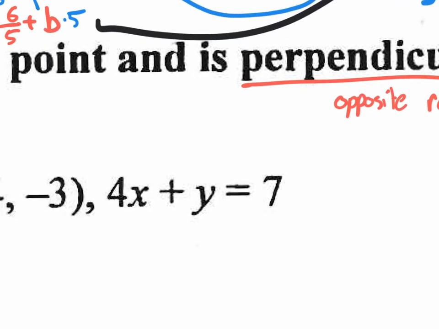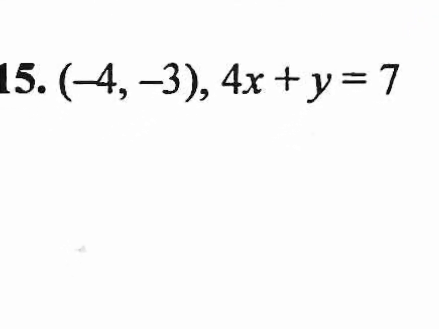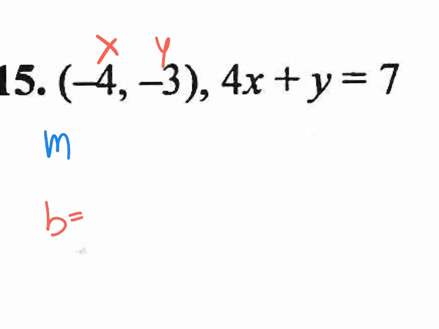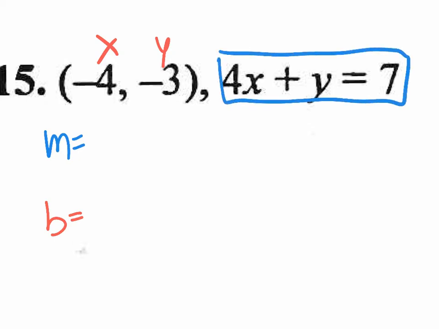So check it out. On this one, they say your line is going to pass through the point negative 4, negative 3. That is an x and a y. And you need an m and a b to write your equation of y equals mx plus b. But they give you an equation over here, and they tell you that your equation is going to be perpendicular, not parallel, perpendicular to this one right here.